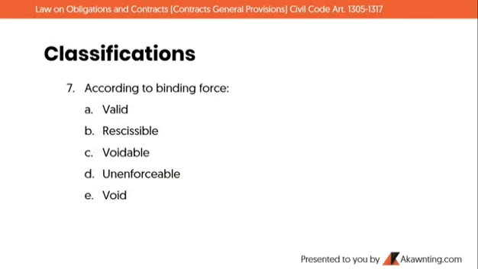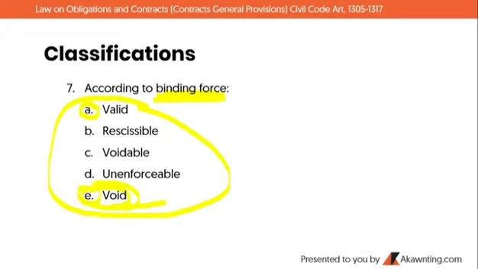So next, last classification na itatackle natin dito is according to the binding force. So when we say binding force, gaano ka ba mababind sa contract na ito? Okay, so actually naka-arrange itong mga to from the most binding, letter A, to the least binding or no binding at all. Actually itong void contract, no binding at all. Pero actually pag-aaralan natin to. Tig-isang chapter to, tig-isang video to actually. Hindi kasama yung valid. Kasama lang from letter B to letter E. So, isang video sa rescissible, voidable, unenforceable, and void. Okay? So, those are the different classifications of a contract.